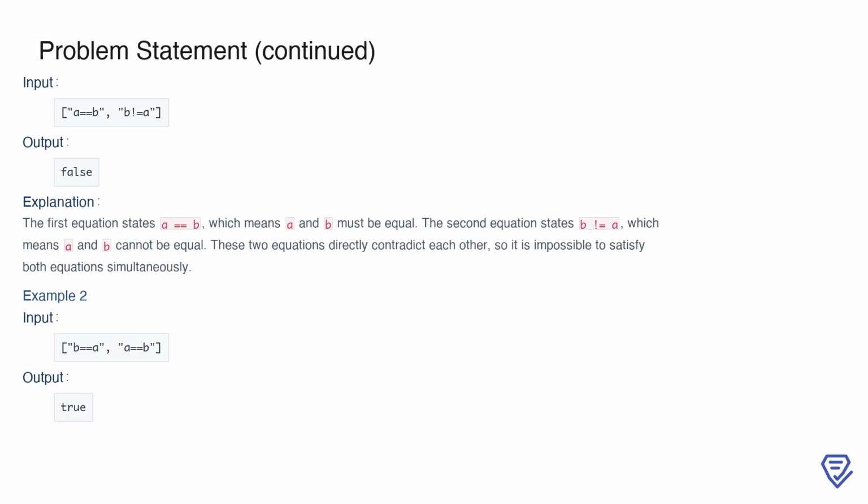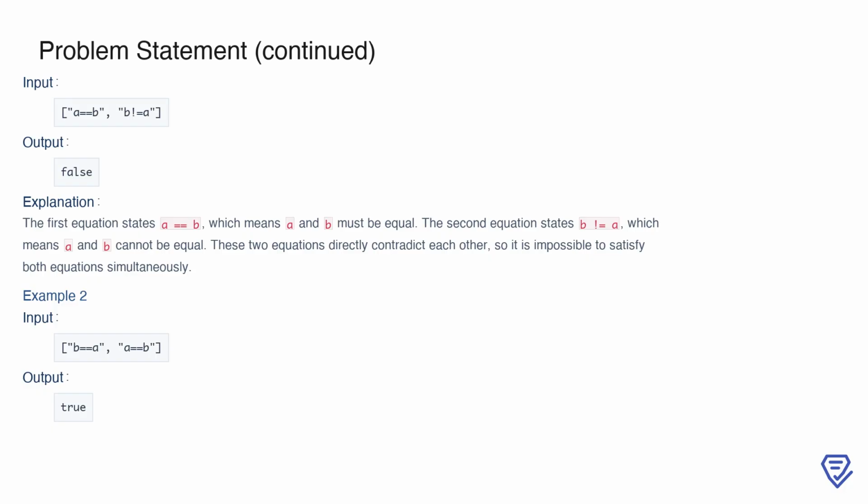Let's look at an example to understand this better. Suppose the input is an array with two equations, A equals B, B not equals A. The first equation, A equals B, tells us that the variables A and B must be equal. However, the second equation, B not equals A, states that A and B cannot be equal. These two equations contradict each other, making it impossible to assign values to the variables in a way that satisfies both conditions. Therefore, the output in this case is false.